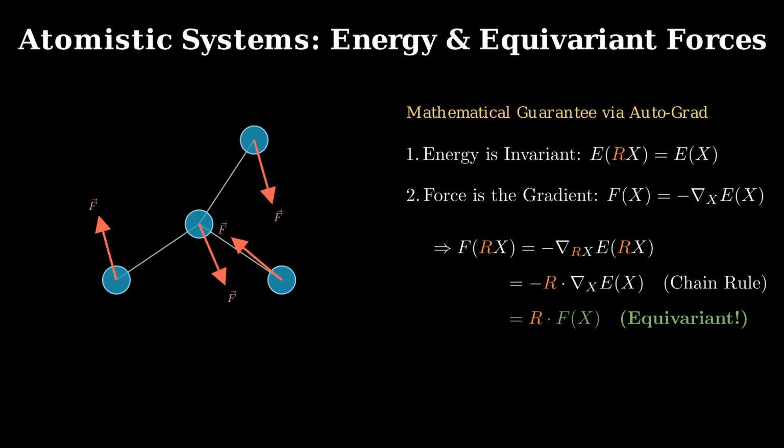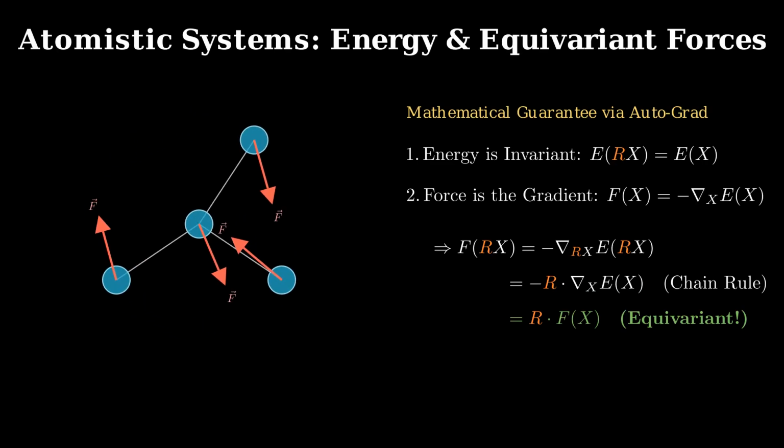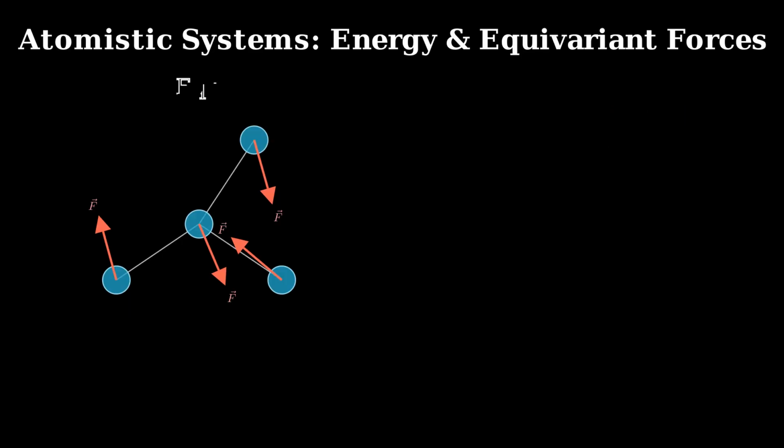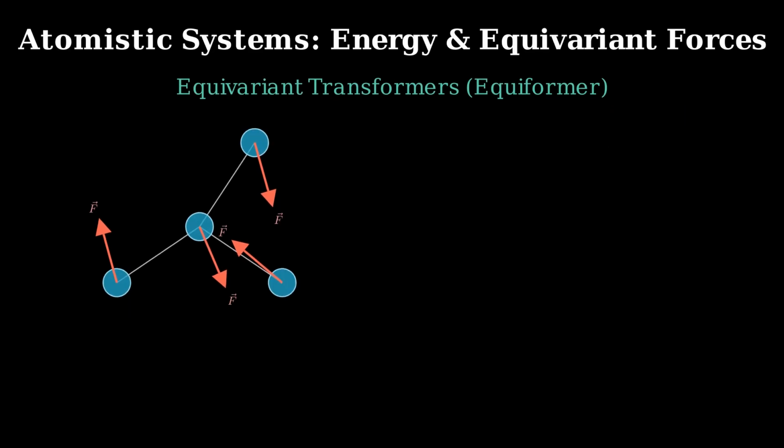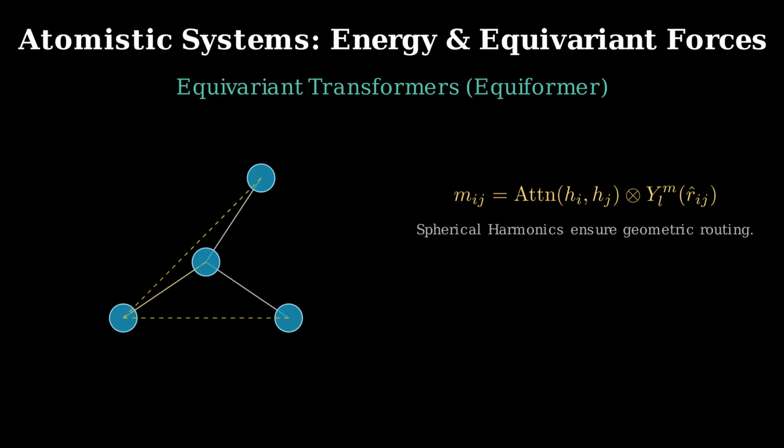Visually, these autograd force vectors are attached to each atom. If we rotate the input geometry, the force vectors gracefully rotate in absolute synchrony. That is the essence of equivariance. To maximize this capability, modern architectures like the equiformer replace local message passing with a global attention mechanism. Every atom is directly connected to every other atom. By modulating these connections with spherical harmonics, the model captures complex 3D structures flawlessly.